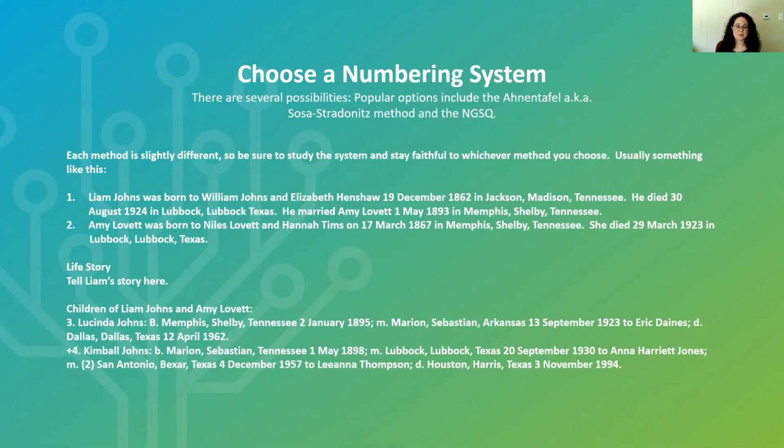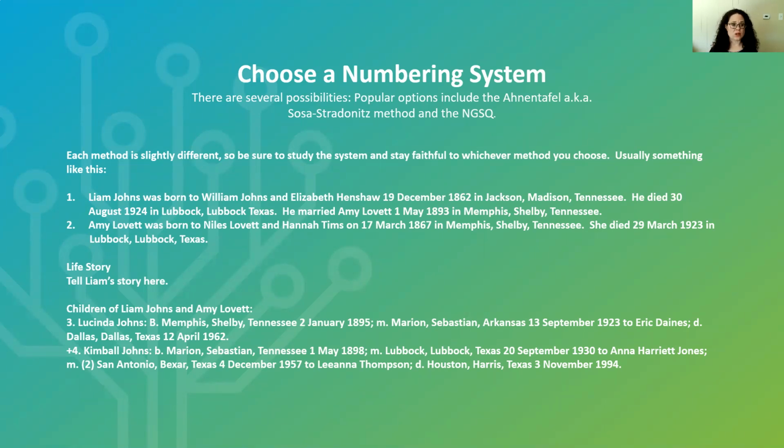There are several different possibilities. Popular options include the Ahnentafel, I'm not really sure how to pronounce it, sorry. It's also known as the Sosa-Stradonitz method. The NGSQ is also a popular method. There are several varieties. You can just go to Google and type in genealogical numbering systems and it will take you there. And you can look through them all and see which one you think fits your project best, or which one you just like best. Each method is slightly different. Just be sure you stay faithful to whichever method you choose.